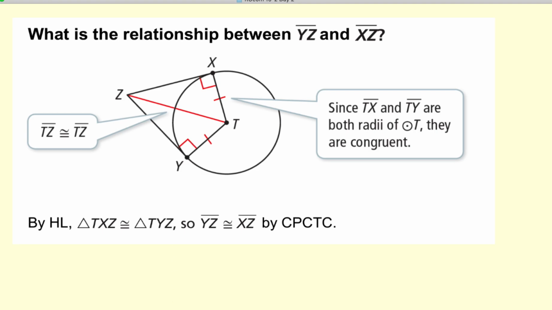And we do know that we have a reflexive side right here. These two sides are congruent for these two triangles. So these two triangles are congruent by HL. And once they're congruent, then these parts right here are going to be congruent by CPCTC.